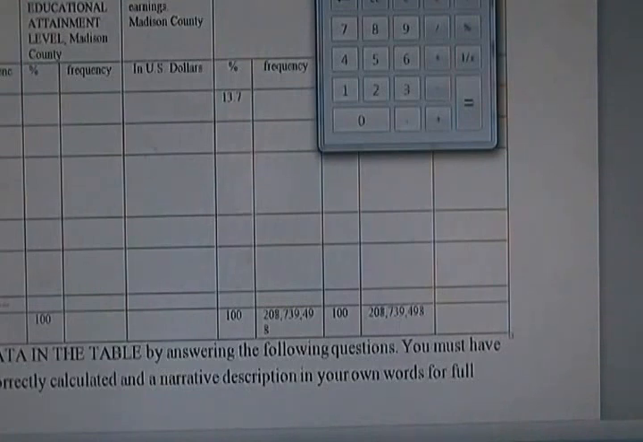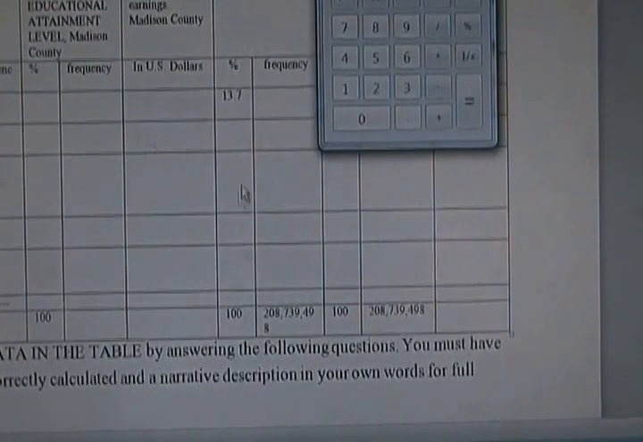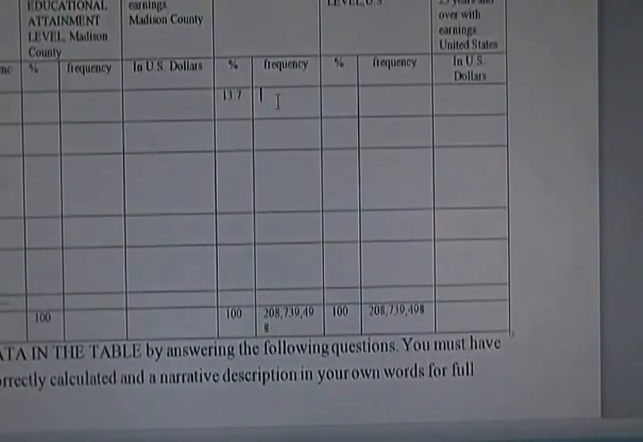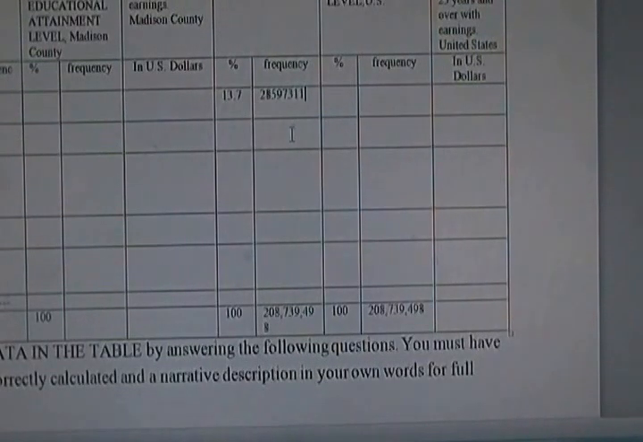So essentially, you're going to copy this, okay? Go down there to frequency, paste that, and since the rule of thumb is if it's over 0.5, you round up, and if it's below 0.5, you round down. So now you have a nice number. 28,597,311 people have less than a high school education.